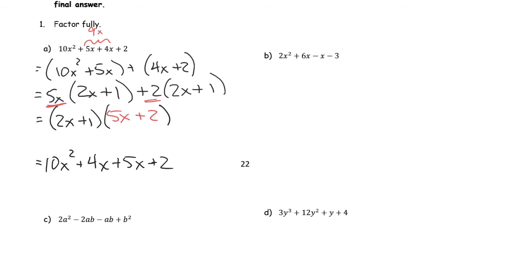Okay, question B. 2x squared plus 6x minus x minus 3 here. Okay, and I'm glad this question came up right away here. I want you to notice something. First of all, there's 4 terms, so that's a good indication that this is going to be a factoring by grouping question. But notice that the third term is negative.